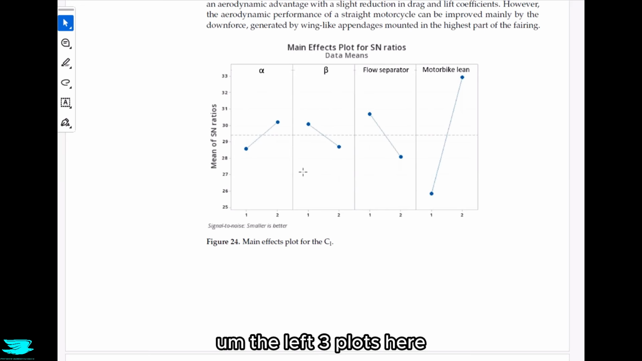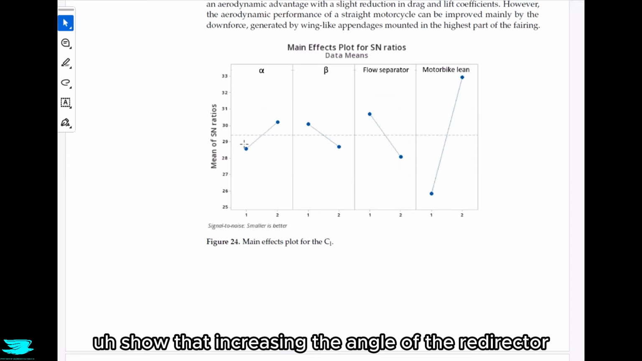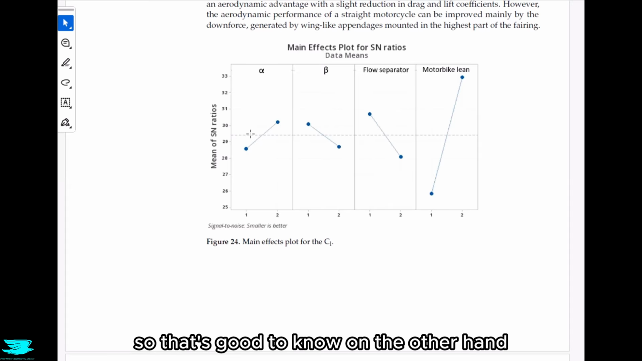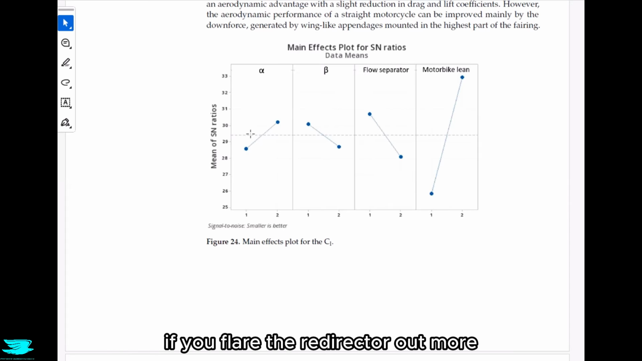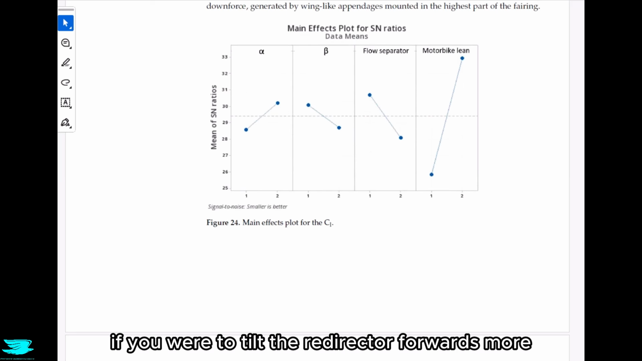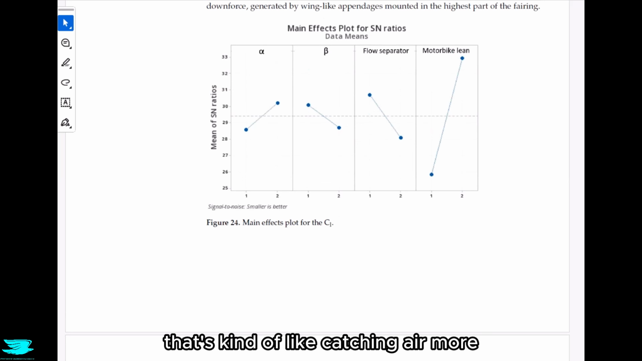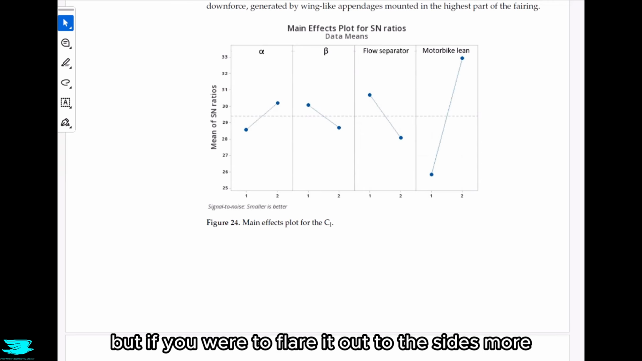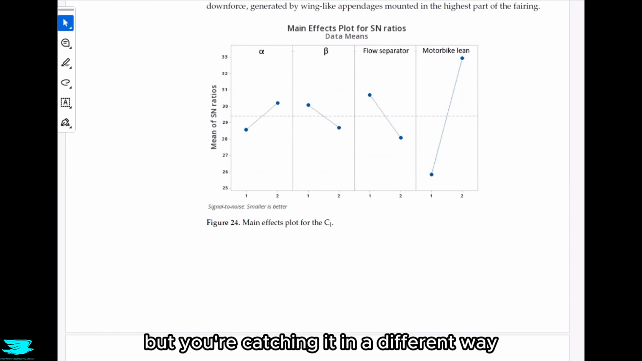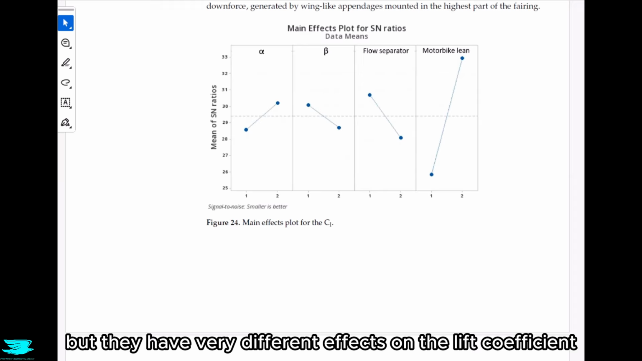So it shows here that the left 3 plots show that increasing the angle of the redirector, so alpha, putting it forwards more, reduces the lift coefficient. So that's good to know. On the other hand, if you flare the redirector out more, that increases the lift coefficient. So that's a little odd to me because to me, if you were to tilt the redirector forwards more, that's kind of like catching air more. But if you were to flare it out to the sides more, that's also like catching air more, but you're catching it in a different way. But they have very different effects on the lift coefficient as well.